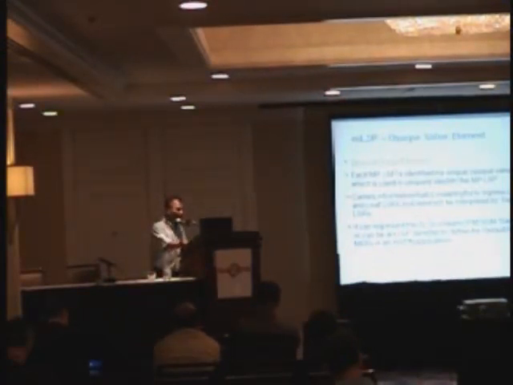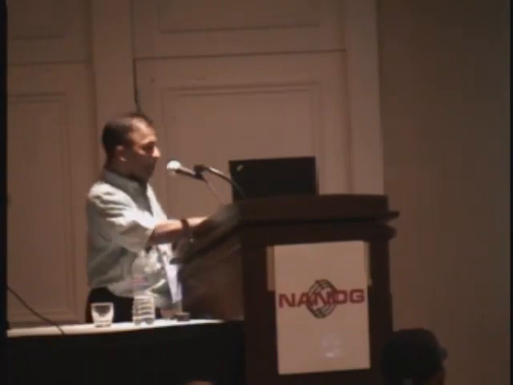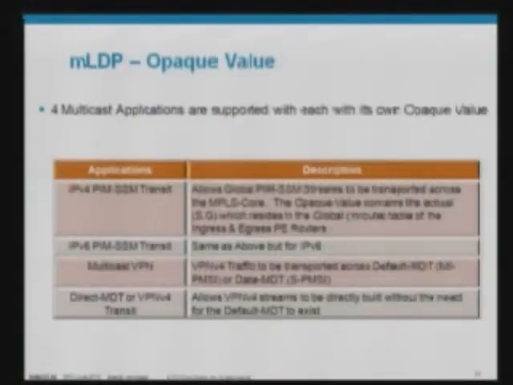So each MP-LSP, as I said, is identified by a unique opaque value, and the opaque values are things like PIM SSM transit or MVPN, or any of these examples. I just tried to highlight some of the applications: IPv6, MVPN, PIM. And the IETF draft also proposes direct MDT. I just put it up there, but I'm not sure how many vendors actually support that, okay?